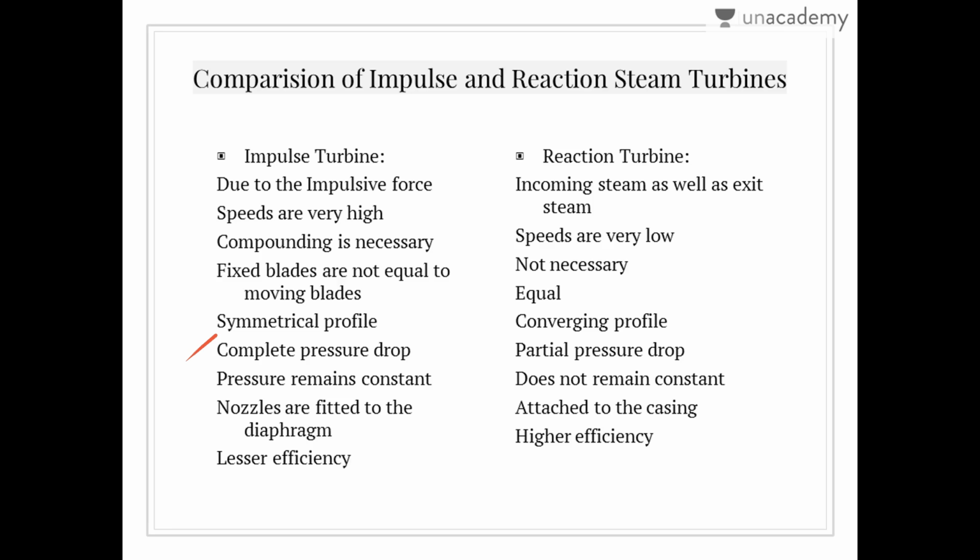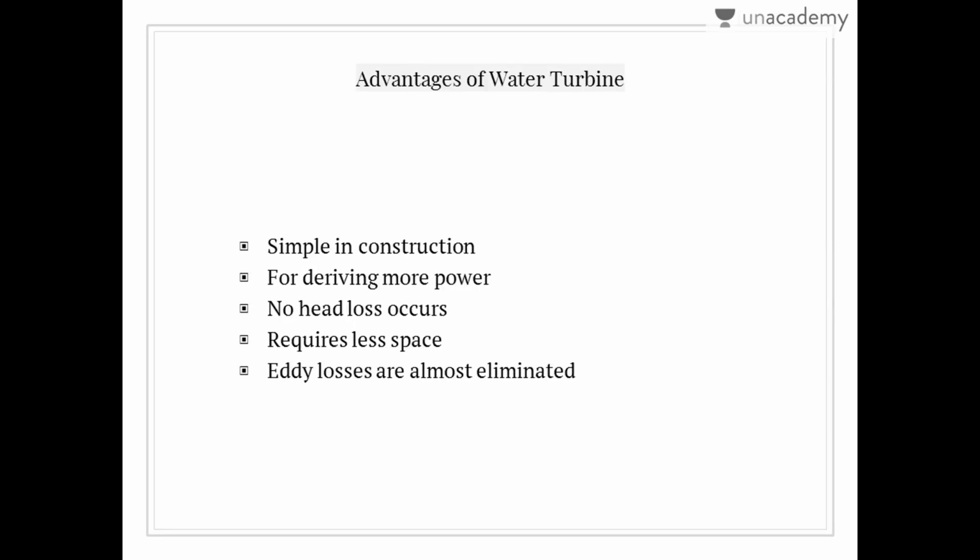The efficiency is very low in the impulse turbines, whereas it is very high in the reaction turbines. So what are the advantages of water turbine? It is very simple in construction and has very easy maintenance, and for deriving more power, multiple jets of wheels can be used in water turbines, that is 2 to 6 multiple jets can be used, and there is no head loss even at low discharge of water, being another advantage of the water turbine.